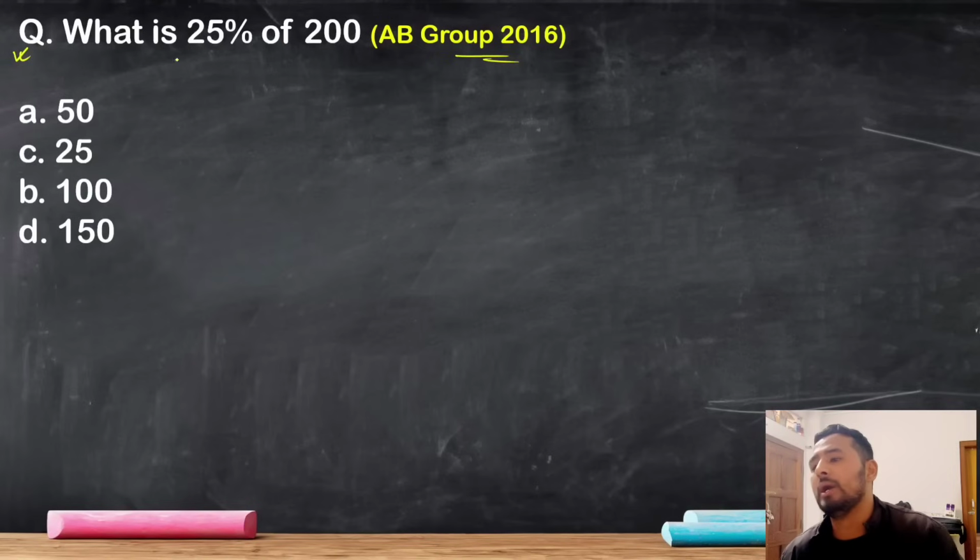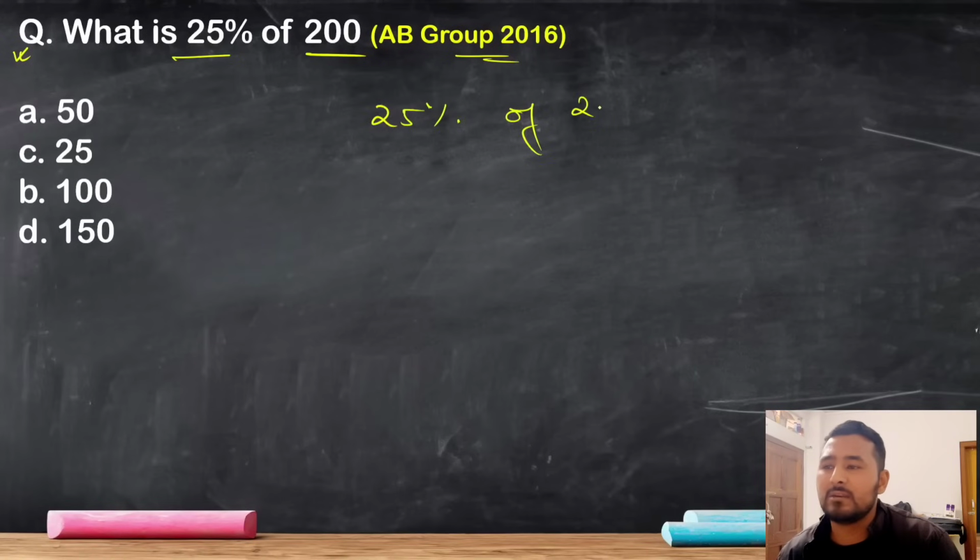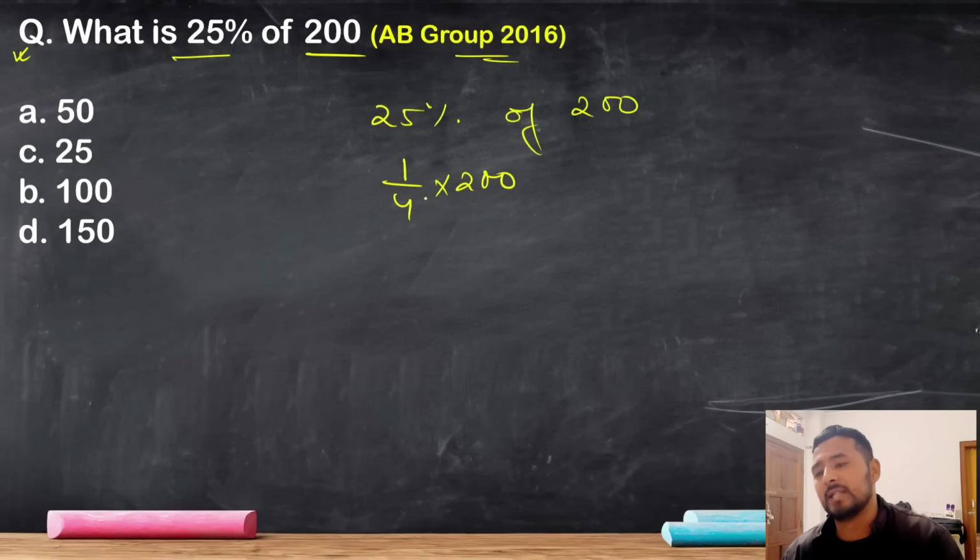You can see here. What is 25% of 200? Very easy. 25% of 200. So 25% is how much? Fractional value 1 by 4 of 200. You get how much? Cancel, 4 1s are 4, 4 50s are 200. So answer is how much? 50. Option number A. Very easy.